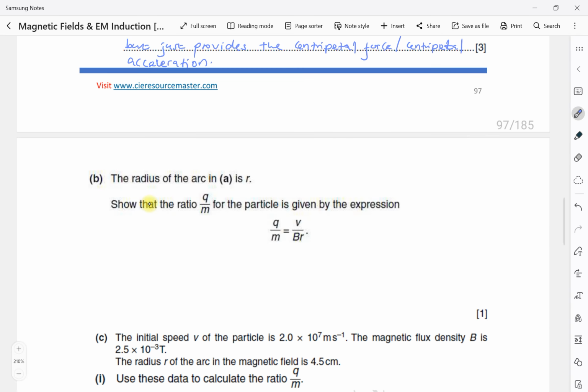The radius of the arc in A is r. Show that the ratio q over m for the particle is given by the expression q over m equals v over Br. I think we have answered a similar question earlier on. So magnetic force equals the centripetal force.